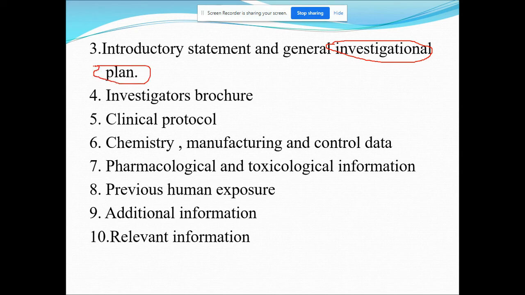So what does the third part contain? The third part consists of the introductory statement and the general investigational plan. Fourth, it should consist of the investigator's brochure. Fifth, it should consist of the clinical protocol. Sixth, it should consist of the CMC data. CMC data, as I told you, is the chemistry, manufacturing, and control data.